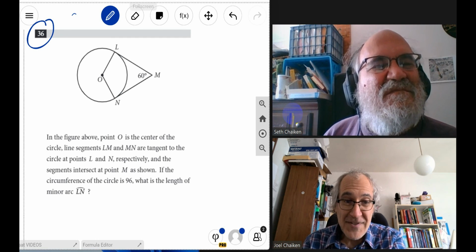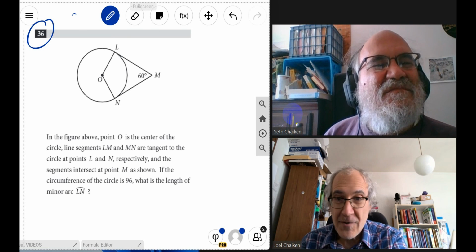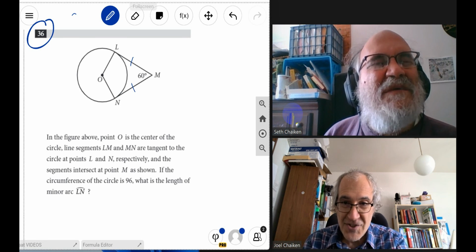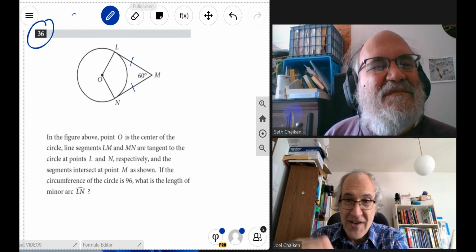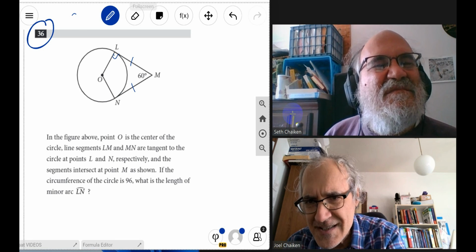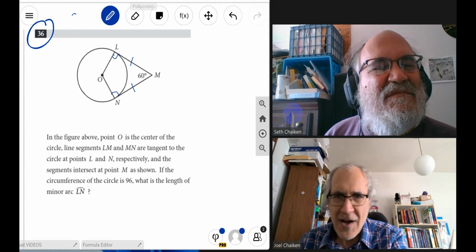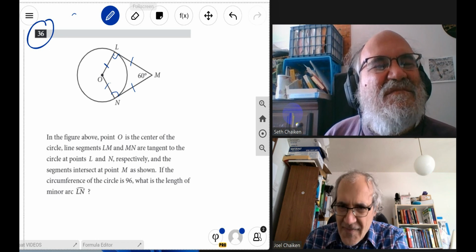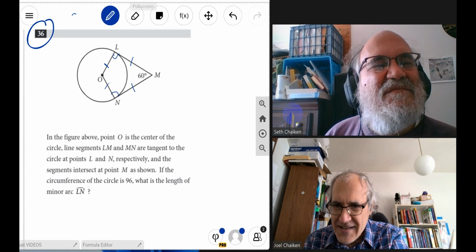Guess what? I know something. Tangents from a point are equal. Oh, wow. I actually remember that from geometry. If you have two tangents from a point, the tangents are equal. And these are right angles, okay? So I'm going to put all these tick marks in even before I start the problem. And these things are radii. They're equal. Now, the segments LM and NM intersect at point M.